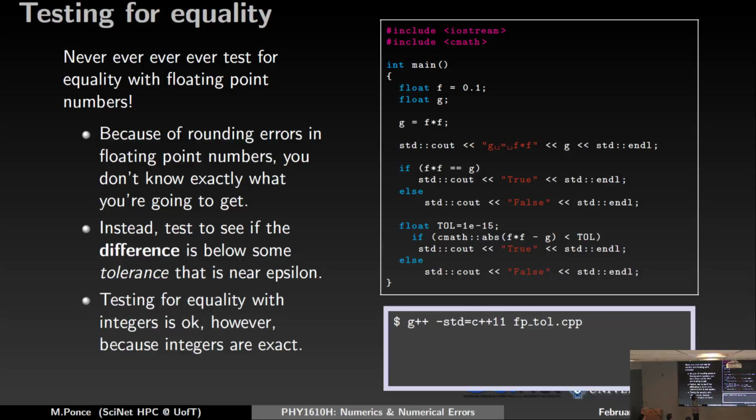Then I'm going to set a tolerance, which is of the order 10 to the minus 15 in this case. And I'm going to ask, is the absolute value, from the C math library, of f squared minus g less than that tolerance? And print true or false accordingly. Okay? So you compile that, you run it. And what you get is that when you are testing the equality between the two variables directly, it's not exactly the same. But when you ask with the tolerance, then you get the result that you may expect. Okay?